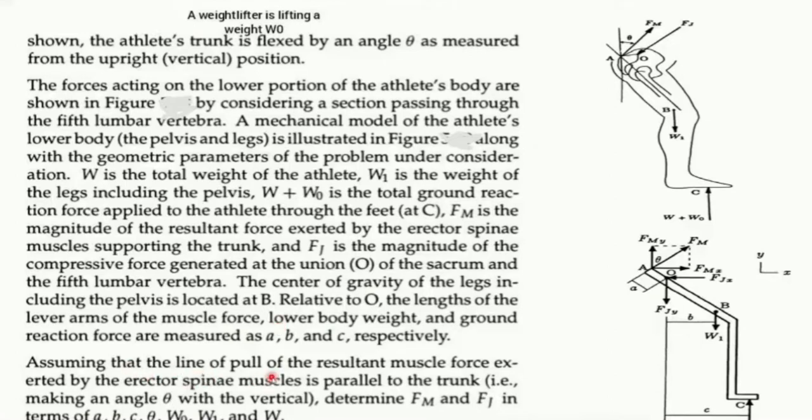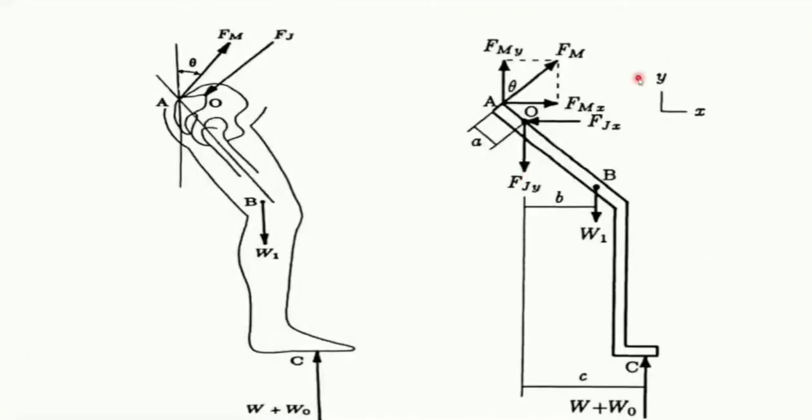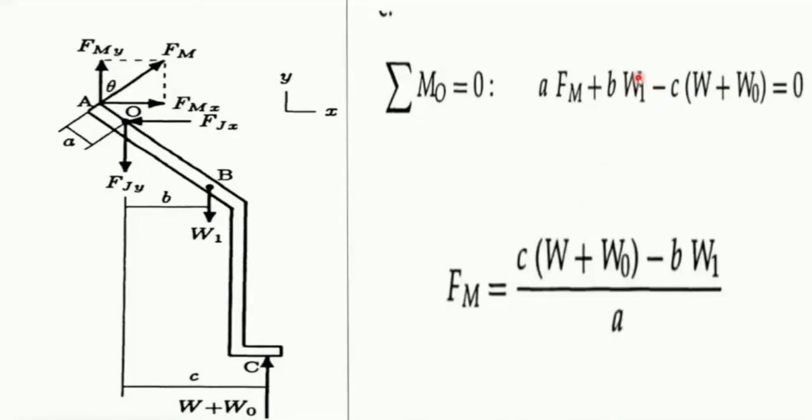Assuming that the line of pull of the resultant muscle force exerted by the erector spinae muscle is parallel to the trunk, determine Fm and Fj in terms of small a, small b, small c, theta, W0, W1 and W. By saying this, these are not concurrent forces. That is, all forces are not passing through the same point, but they are acting at different points. So it's just a parallel set of forces. As it is a parallel set of forces, we have to find the moment equation at O.